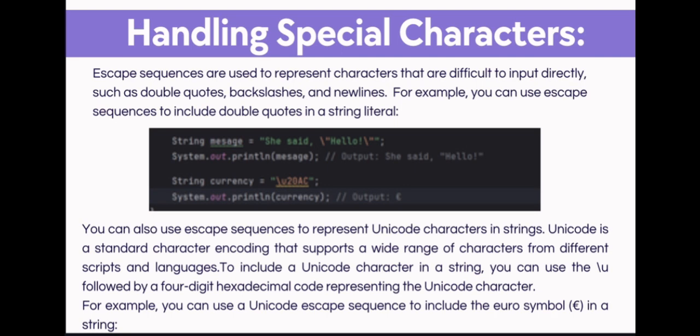In these two examples, we use backslash double quotes twice to include double quotes, and we use two Unicode escape sequences to include the arrow symbol in a string.